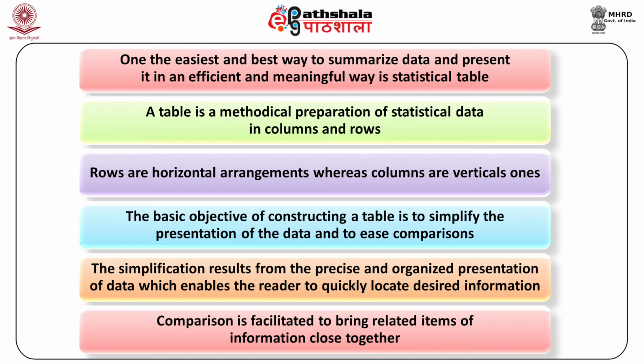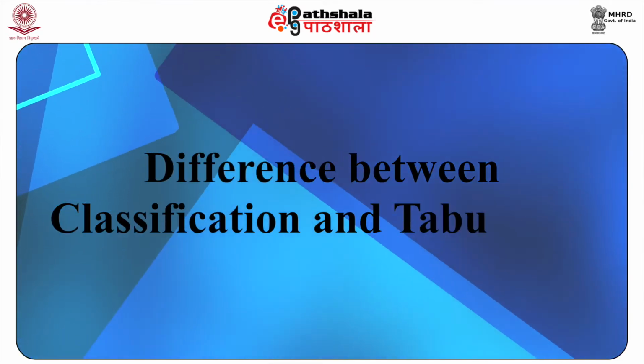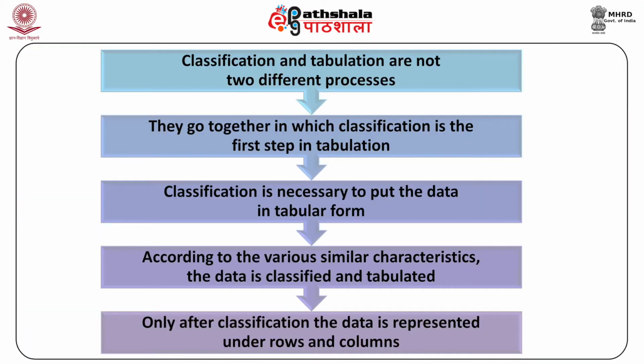So now, the question that must come to your mind is how to construct a table. First, the difference between classification and tabulation of data. Classification and tabulation are not two different processes. They go together, where classification is the first step for tabulation. Classification is necessary to put the data in a tabular form. According to the various similar and different characteristics, the data can be classified and tabulated. Only after meaningful classification can the data be represented under rows and columns.